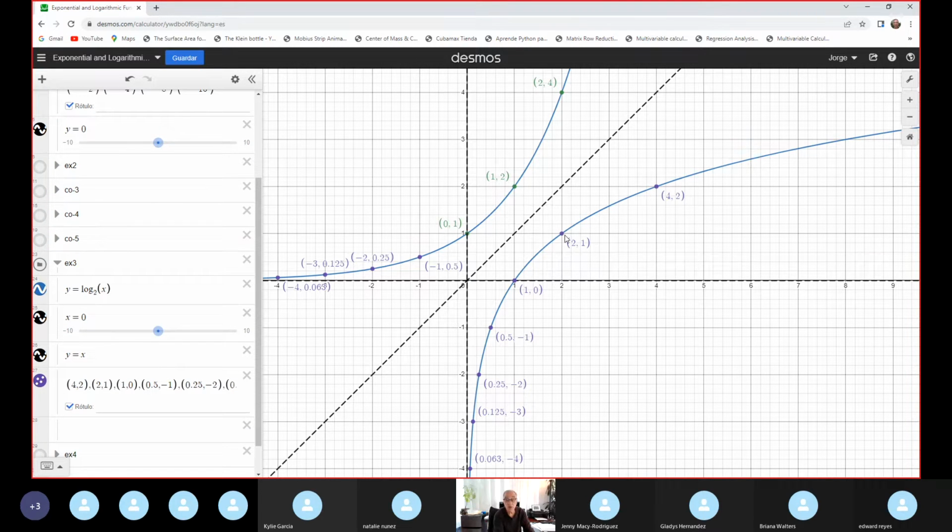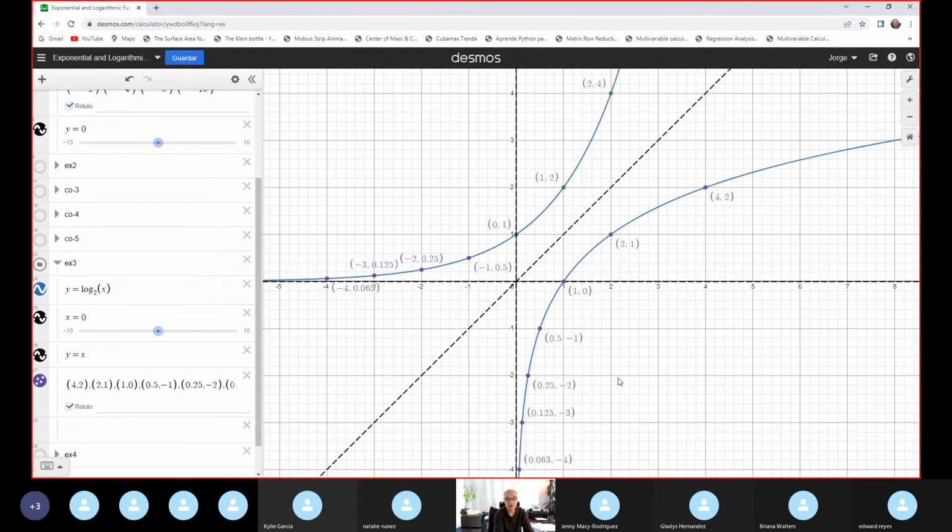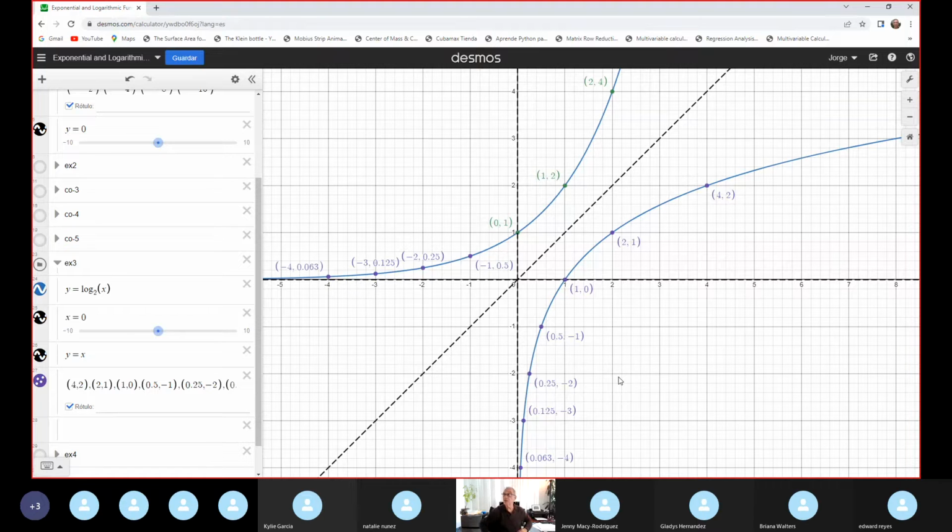Logarithm of 4 is 2, and so on. And for logarithm in between 0 and 1, you obtain a negative value: the logarithm of 0.5, which is 1/2, is negative 1, 0.25, which is 1/4, gives negative 2, and so on. 1/8, 1/16. And you see it is perfectly symmetric with respect to the line y equals x, which represents the identity function. One more time, confirmation: they are inverse functions of each other.